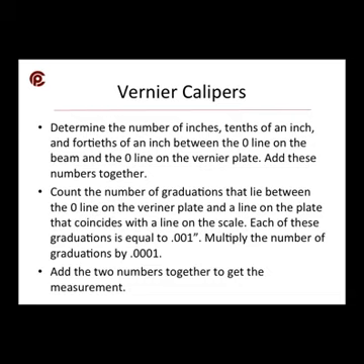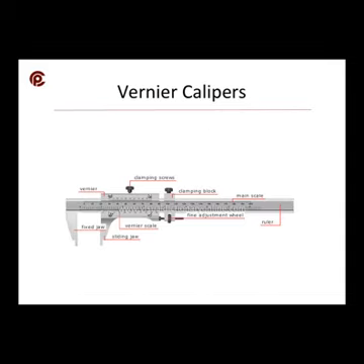Determine the number of inches, 1/10 of an inch, and 1/40 of an inch between the 0 line on the beam and the 0 line on the vernier plate. Add these numbers together. Then you count the number of graduations that lie between the 0 line on the plate and the line on the plate that coincides with a line on the scale. Each of these is equal to 0.001 inch. Multiply the number of graduations by 0.001 and add the two numbers together to get the measurement. This is another look at the vernier caliper. Again, you'll have to use all the numbers, either inches or centimeters, in order to get your measurement.